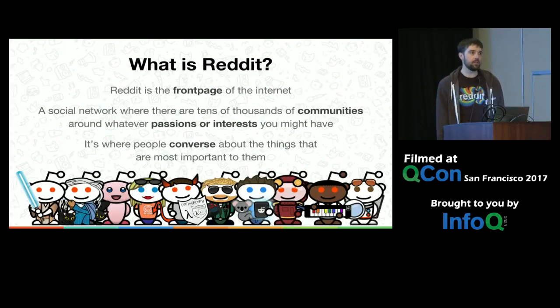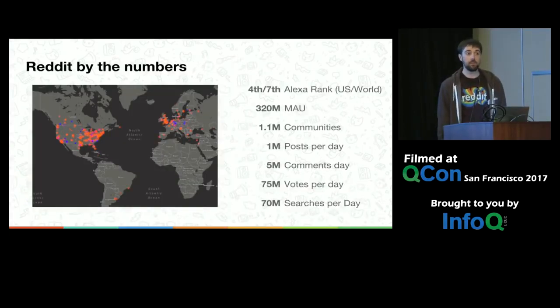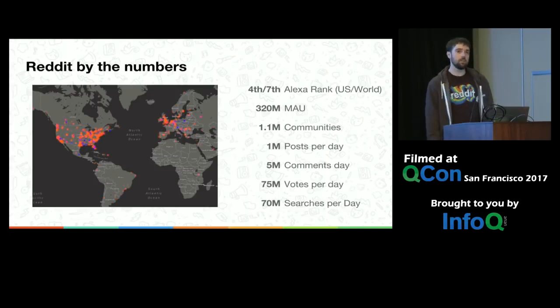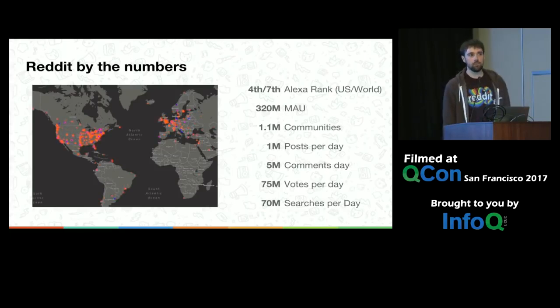Reddit's the front page of the internet. It's a community hub, and it's a place for people to talk about everything that they are interested in. But more importantly, for this topic, Reddit is a really big website. We're currently the fourth largest in the US according to Alexa and serve 320 million users every month, doing all sorts of stuff like posting 1 million times a day and casting 75 million votes. It kind of adds up.